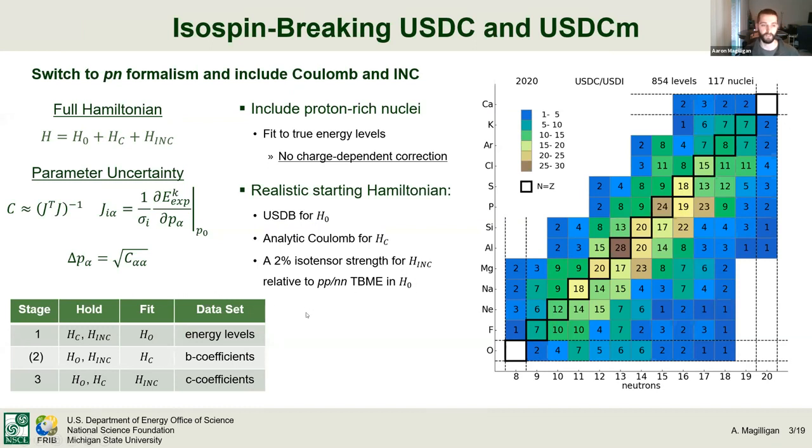And then we are able to do this fit in stages, where we fit each individual part on its own. The first stage, which has been done in the past, uses a singular value decomposition fit of the energy levels to constrain the strong interaction while holding the Coulomb and isospin non-conserving interactions constant. Then optionally, we have the chance to constrain the Coulomb interaction using the B coefficients of the isobaric multiplet mass equation, which are essentially the mirror energy differences weighted with the isospin of the nucleus you're looking at. And then lastly, we have a constraint for the isotensor strength using the C coefficients of the IMME, which we'll talk about.